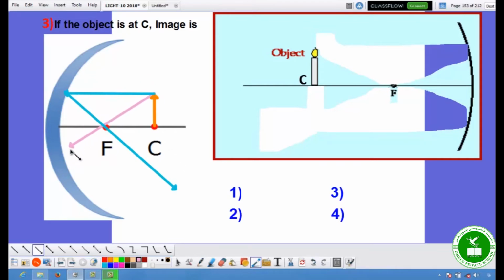Let me draw as accurately as possible. Now it will be reflected parallel to principal axis. You see it is parallel to principal axis. Now the image is here.